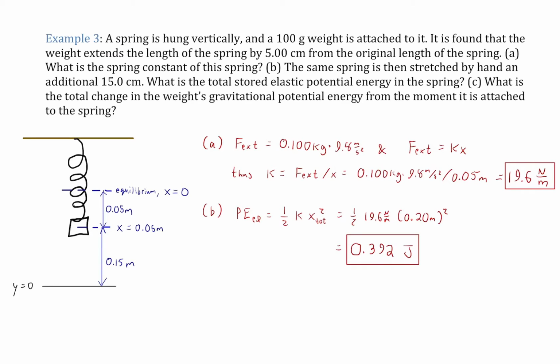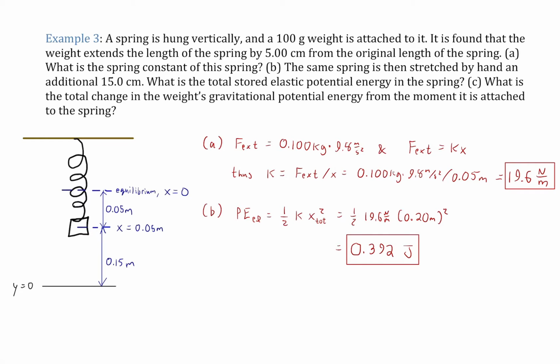Now here's an interesting question. What is the total change in the weight's gravitational potential energy from the moment it's attached, right? Will it be equal? Is this a thing like if I gained a certain amount of elastic potential energy, then did I lose an equal amount of gravitational potential energy? And I'm definitely going to be losing gravitational potential energy because I'm going to be going down, right? And every time you go down, you lose gravitational potential energy. That part is not arbitrary. You have to lose gravitational potential energy because the force of gravity only acts in one direction, okay?